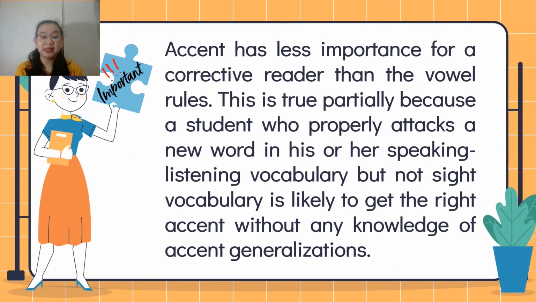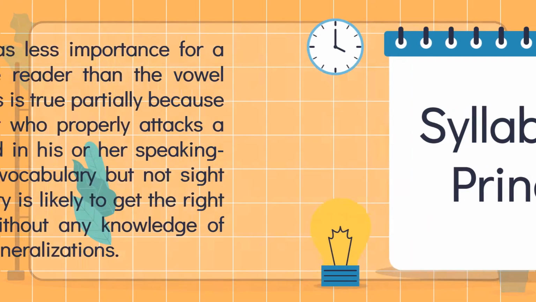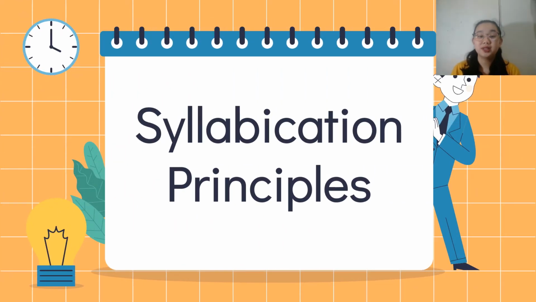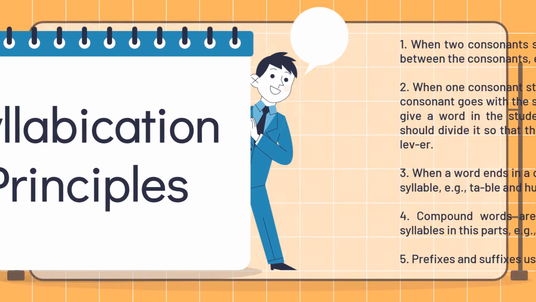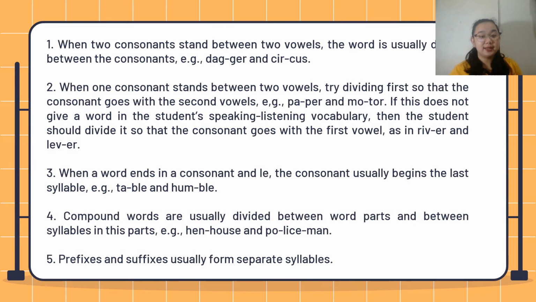Accent has less importance for a corrective reader than the vowel rules. This is true partially because. And now to our second subtopic, the syllabication principles. When two consonants stand between two vowels, the word is usually divided between the consonants.